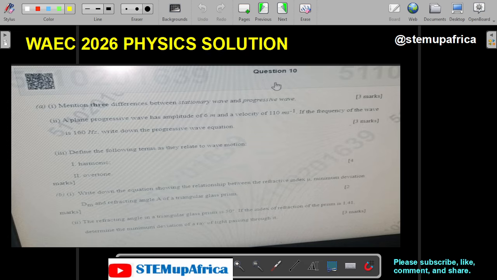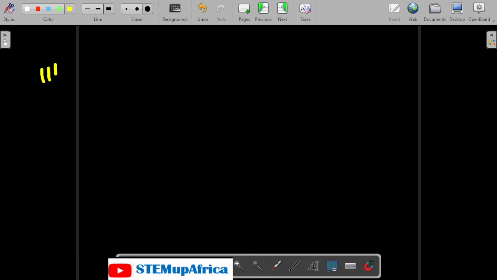Then the B part, it says define harmonics and overtone. Harmonics and overtone. So harmonics and overtone deal with sound. They are sound waves. So let's take the first one. Number 1, harmonics.